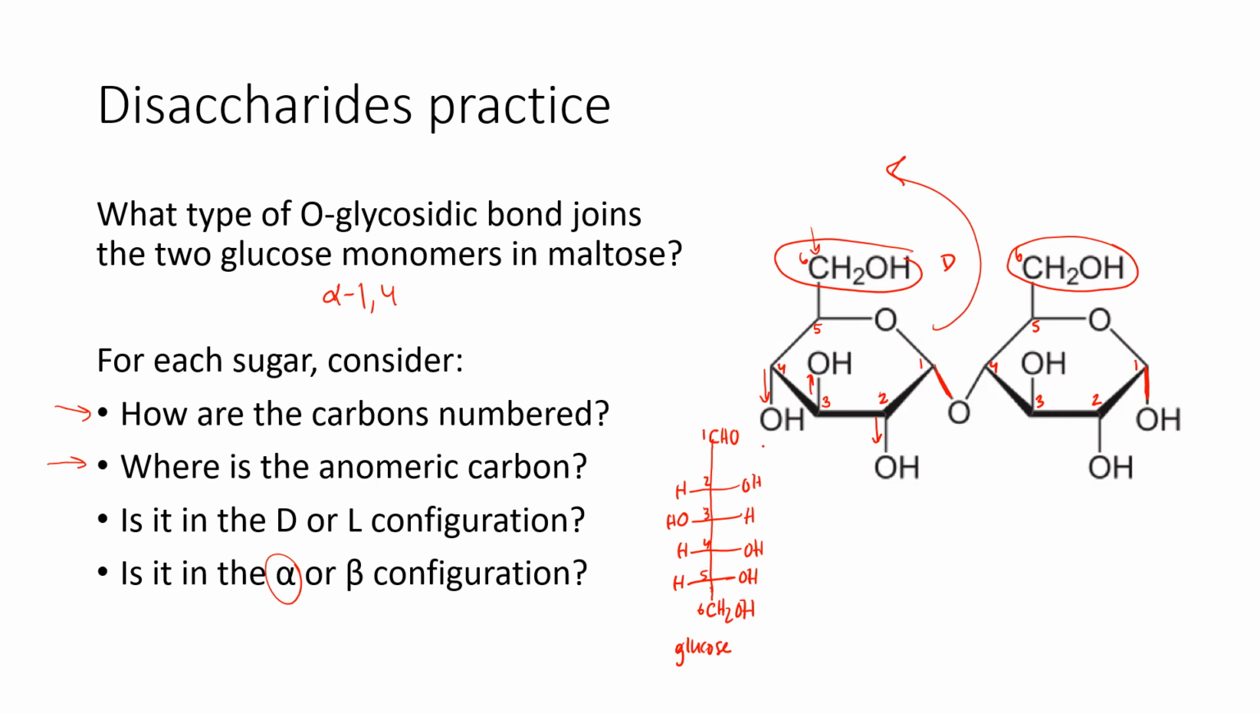You can also imagine tilting this linear structure 90 degrees to the right to arrive at where we got for the ring with everything pointing up and down. So you should know, for glucose at least, what the configurations are at the chiral centers. Any questions about that?